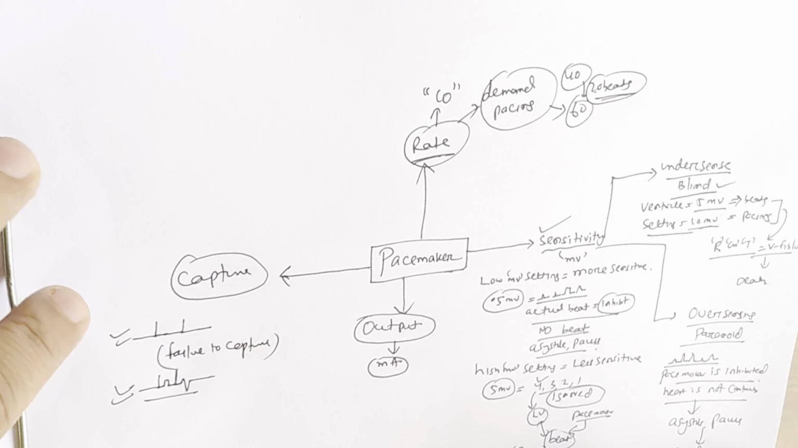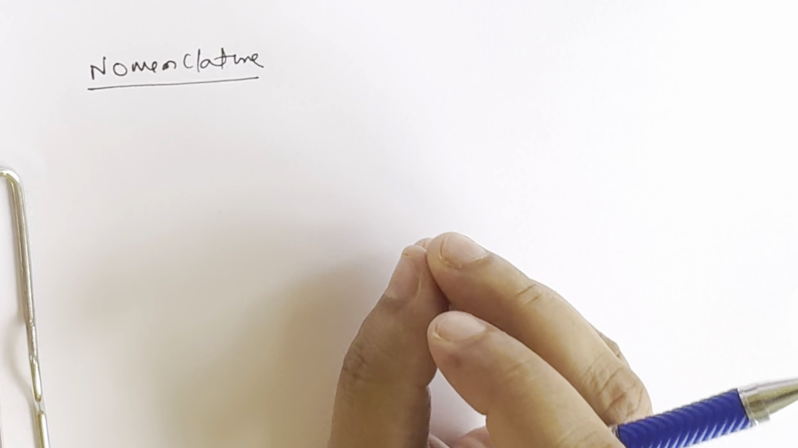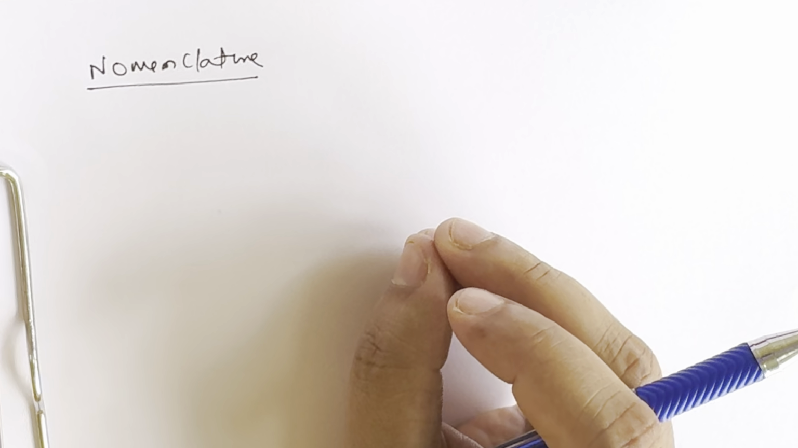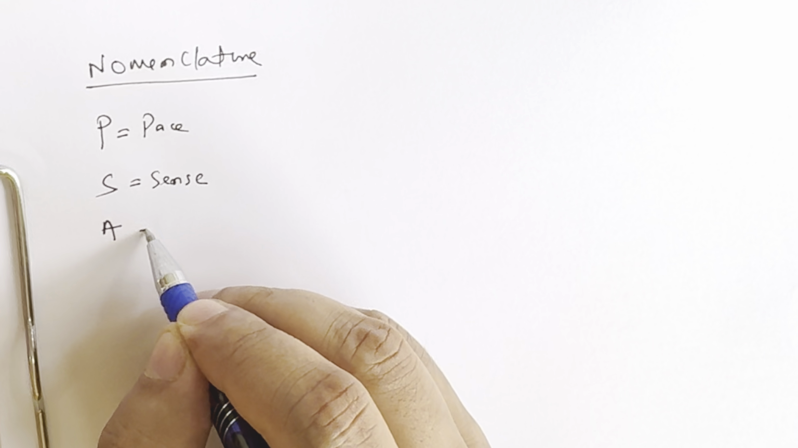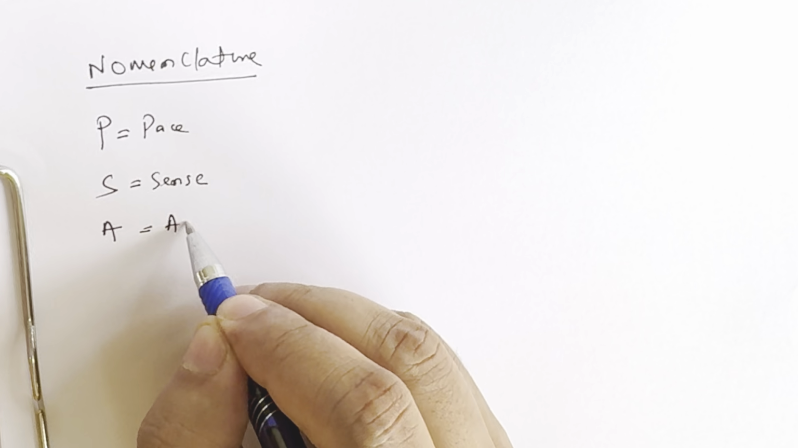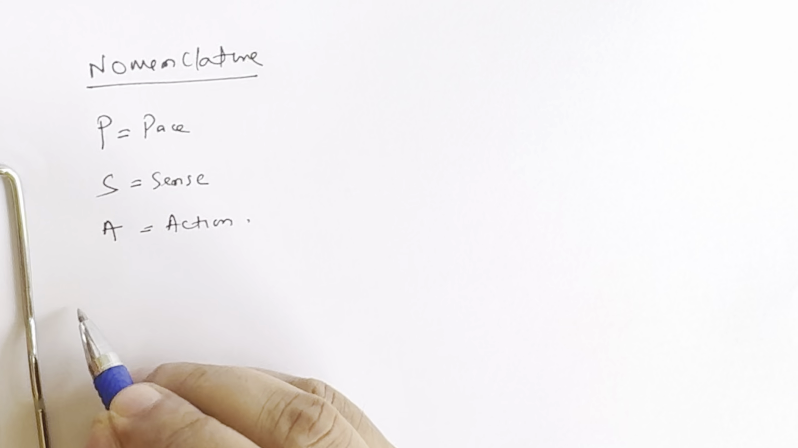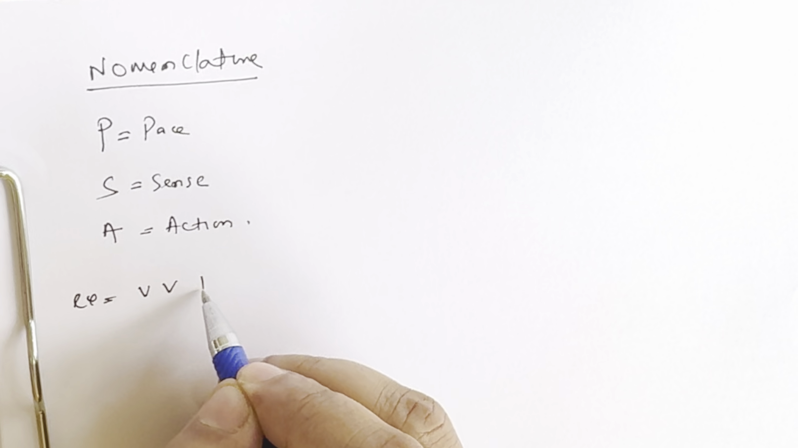Let us move forward. Now let us discuss nomenclature. We have heard things like DDD, VVI, VOO. What is that? There is a simple formula. This is called PSA. P for pace, which chamber is being paced. S for sense, which chamber is being sensed. And what is the result? The action. Right? For example, VVI.